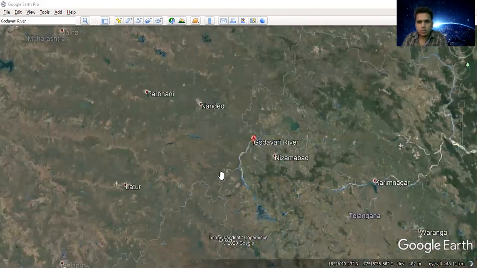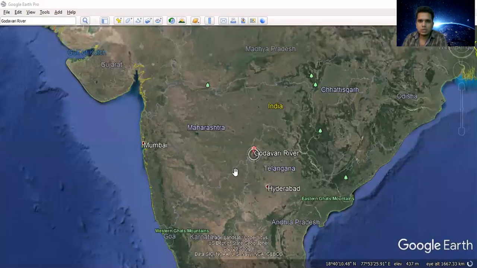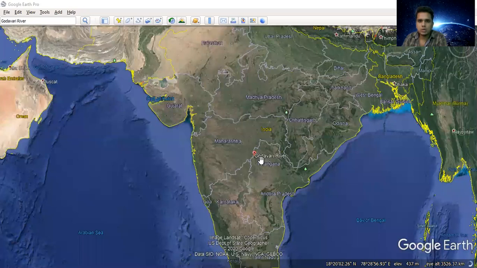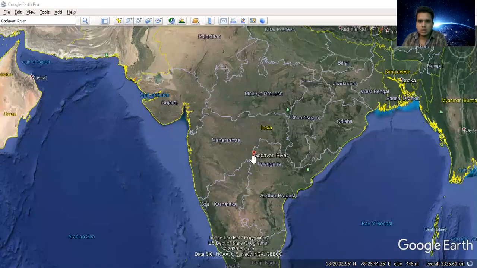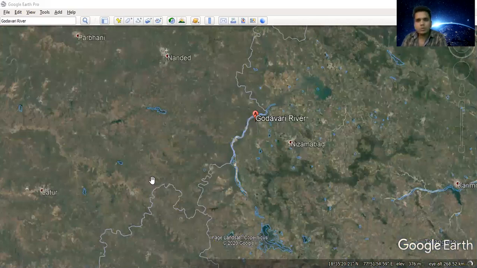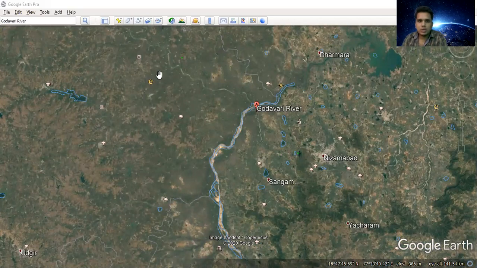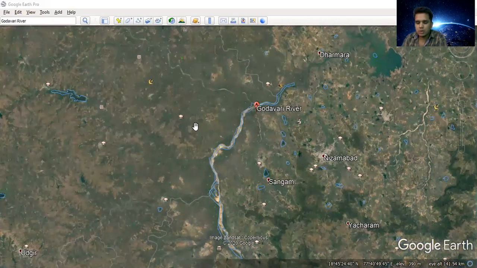So we will study the Godavari river. Here it is situated, on the Telangana and Maharashtra border. The Pravara river, which is a tributary of Godavari, is basically from Maharashtra: Pravara, Veluma, and Mula. I will show it to you.